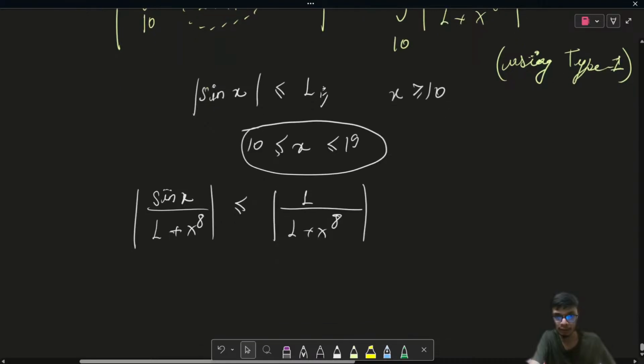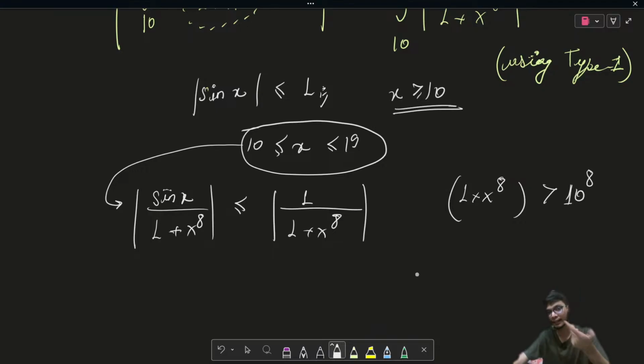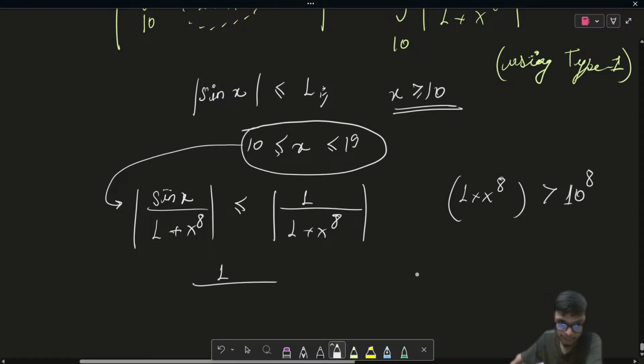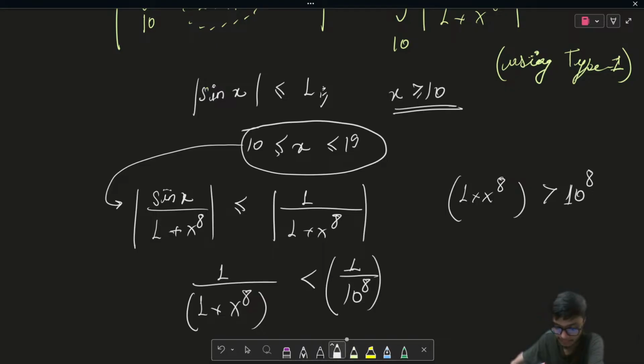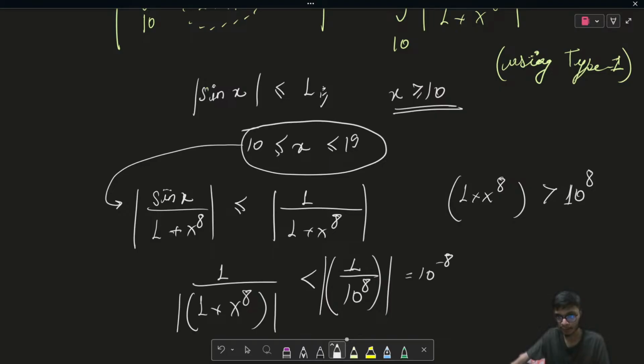Now I know that the bound of this limit is going from 10 to 19. So 1 plus x to the power 8 will obviously be greater than 10 to the power 8, because x is greater than 10. Therefore, if I take the inverse of this, 1 upon 1 plus x to the power 8 will obviously be less than 1 upon 10 to the power 8. If I take the mod of it, it is the same result, which is again positive, or I can write this result as 10 to the power minus 8.